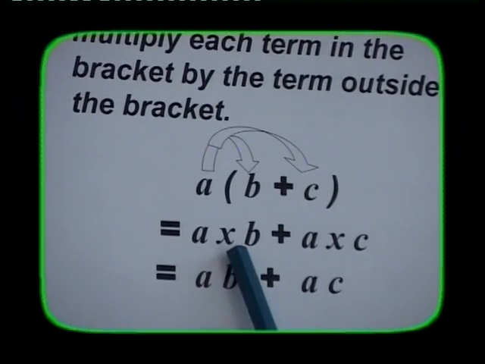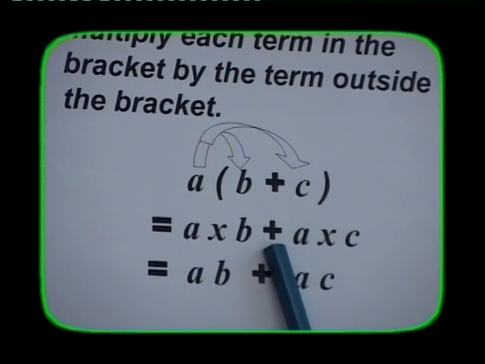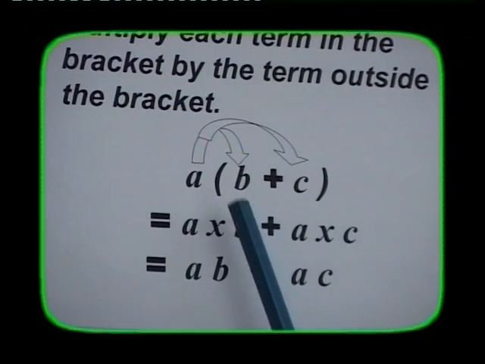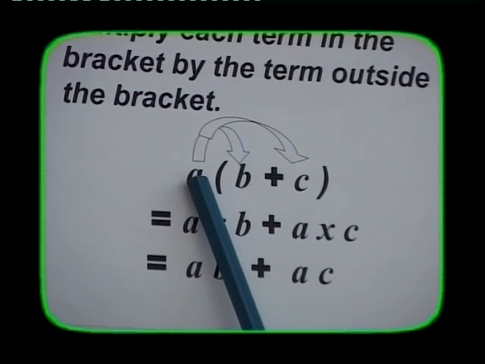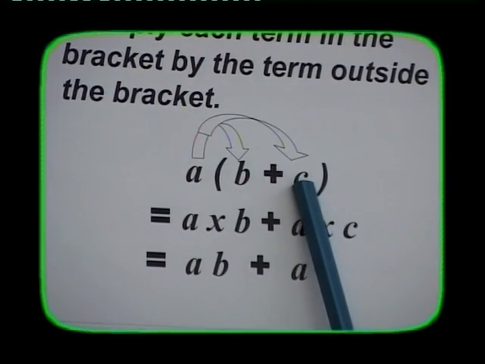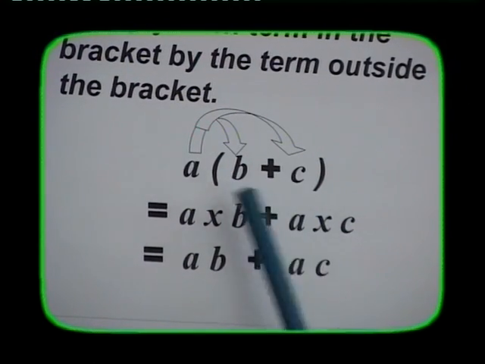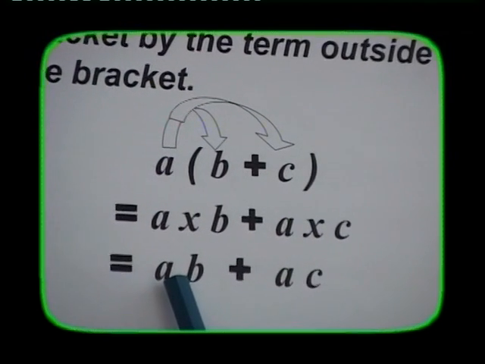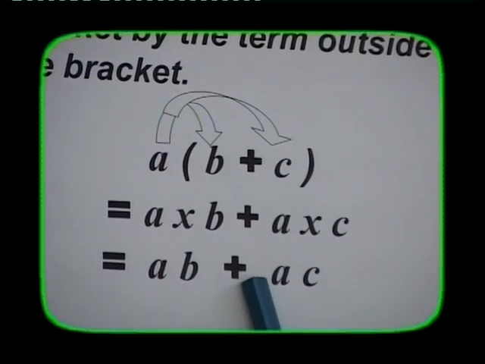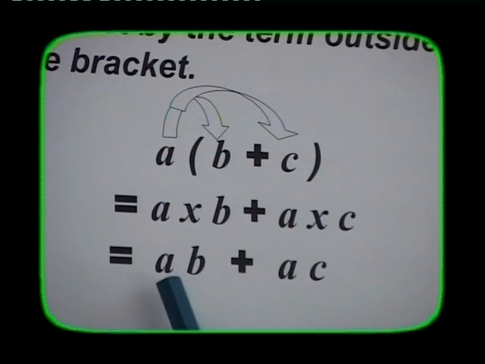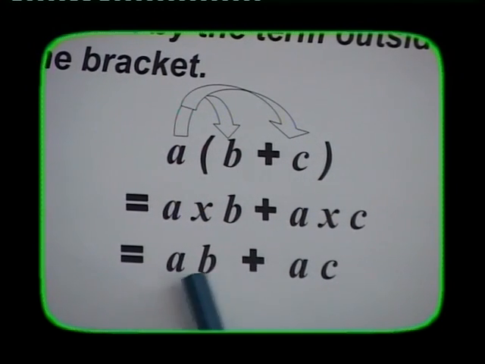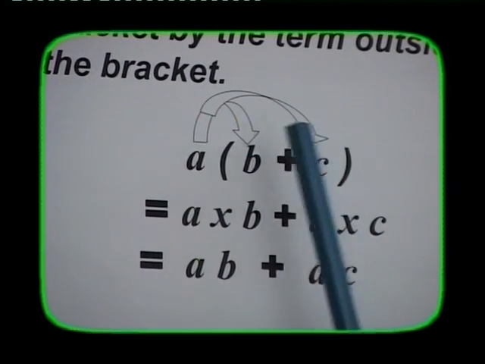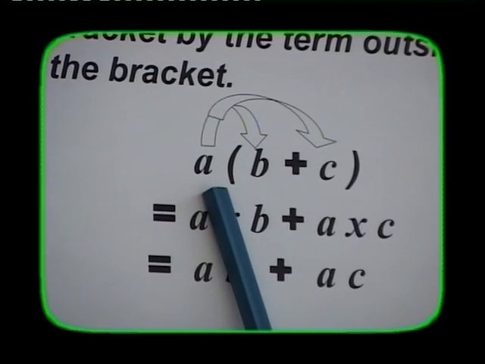So A, as you can see, the arrow is pointing to B, and this is how it's supposed to be written: A times B, plus, the operational sign here remains the same. We are now multiplying A and C, the second arrow, A times C. Your final answer would be AB plus AC. So you can see that A is common in the two terms here because we have multiplied B plus C with A, which is outside the bracket.